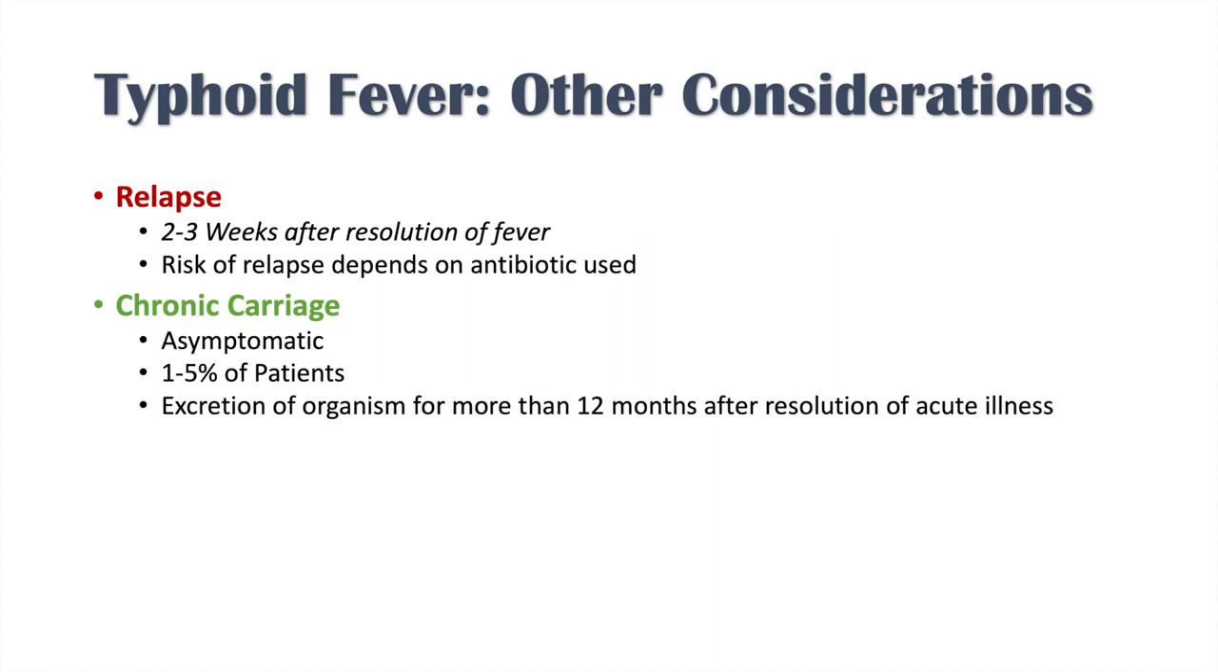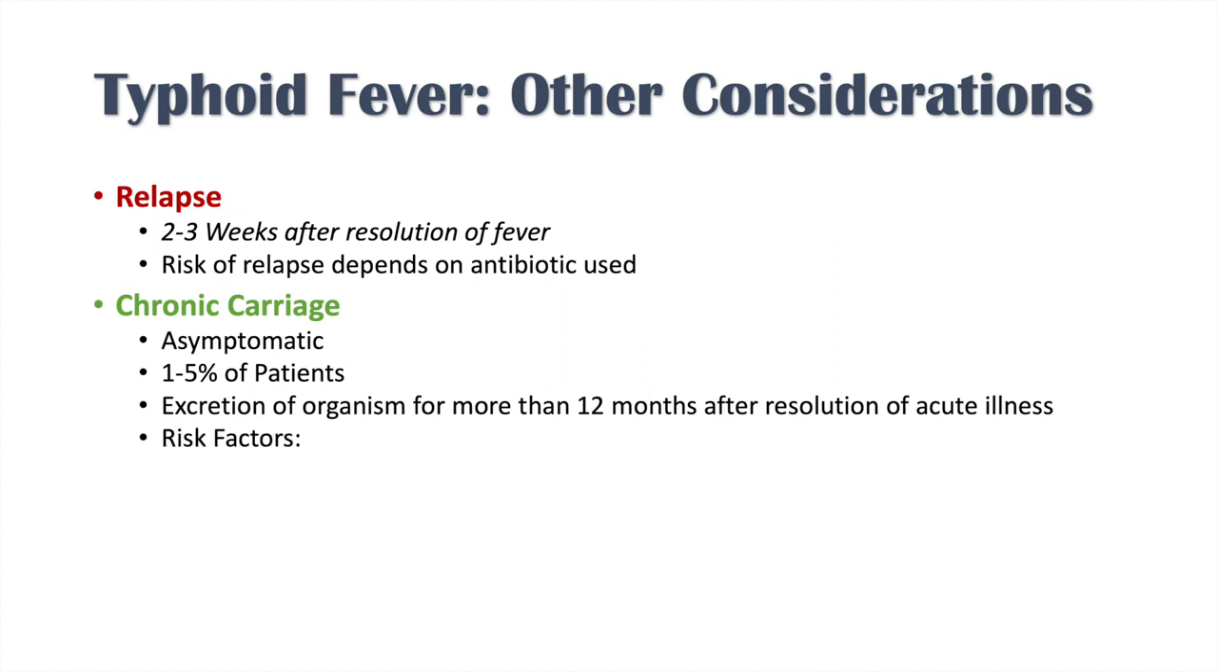So they could be an acute carrier, they could be still excreting the organism like the Salmonella typhi or paratyphi even after being treated, but when they are still excreting the organism even more than 12 months after the resolution of the acute illness, we call that chronic carriage. So these people could just have this with them for a long time.